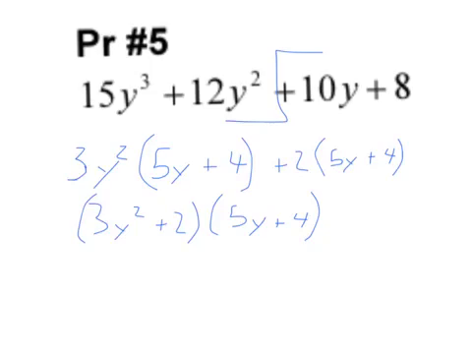Alright, if you split this one in two parts, you see here that you could take a 3y squared out of both terms. You get a 5y plus 4 left. Here you take a 2 out, and you get a 5y plus 4. These two things are the same, so you can bring the 3y squared and the 2 together, and then bring down the 5y plus 4.